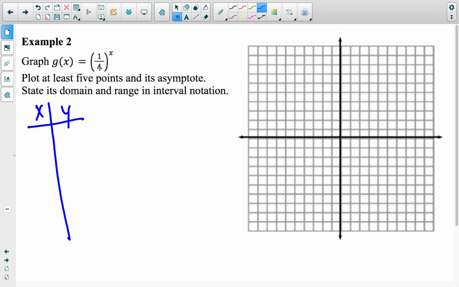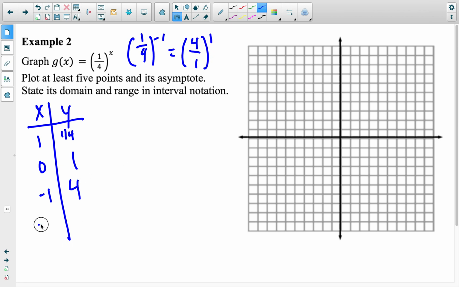All right, what numbers do we want to try to plug in for x? If we plug in 1, we get 1/4. If we plug in 0, we get 1. If we plug in -1, we take 1/4 and raise it to the negative first power. We can flip it, and it becomes 4/1 to the positive first power, which overall gives us 4.